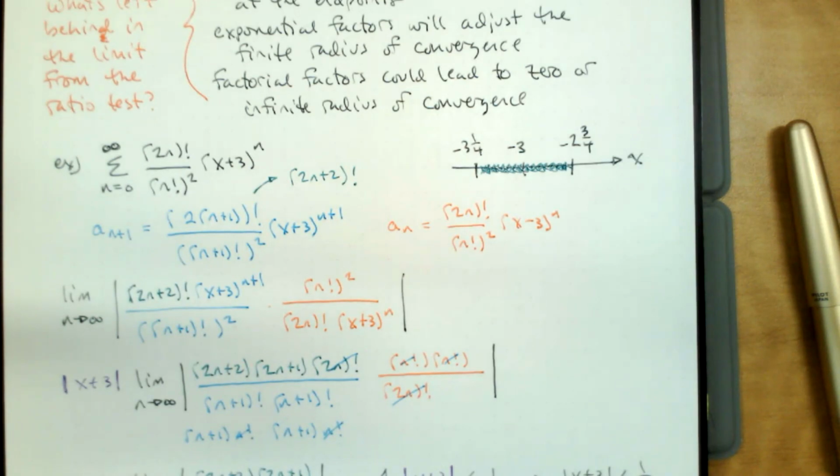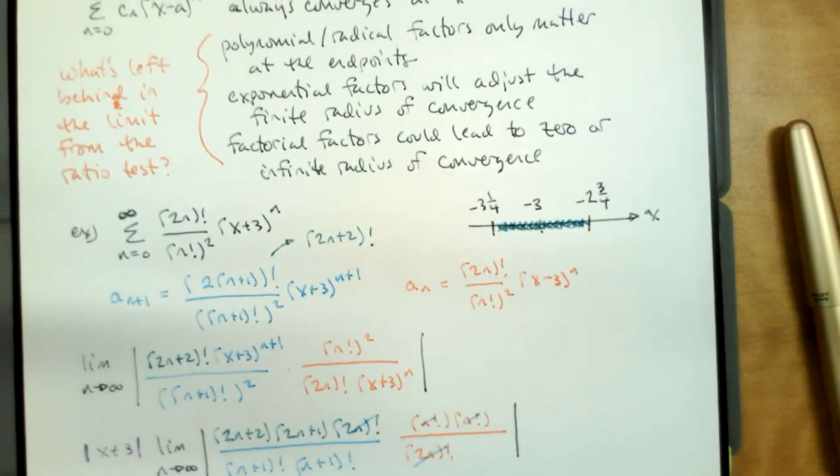So at this point, I have to think about what's going on at the endpoints, and we don't have any polynomial stuff to help us out. Normally what we would do is look at the polynomial stuff and see if we have convergent or divergent at the alternating side, or convergent or divergent at the non-alternating side. In this case, we don't have any of those polynomial or radical stuff. We've just got these factorials and the x plus 3 to the n. Let's see what happens when we plug in the endpoints.